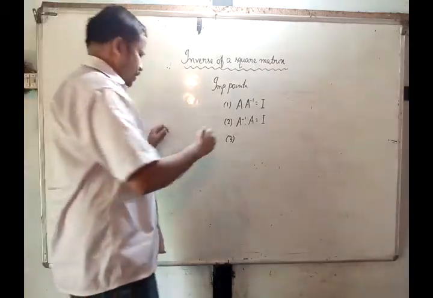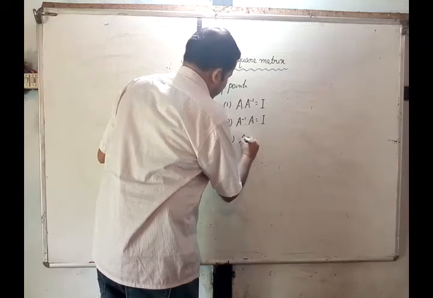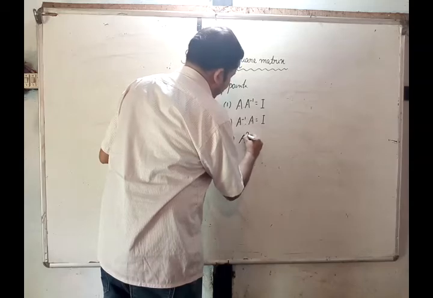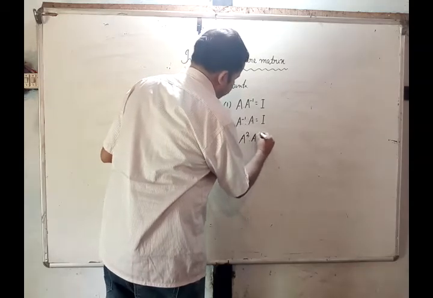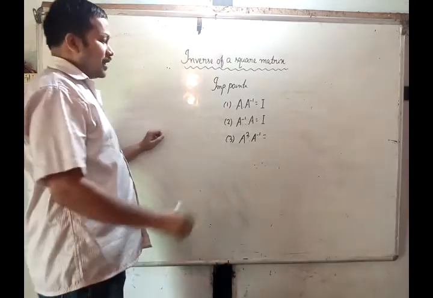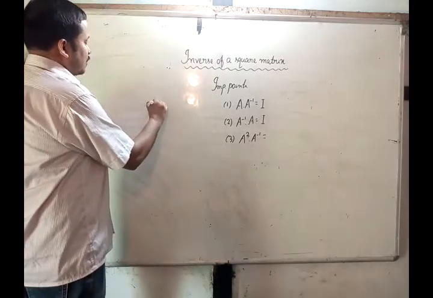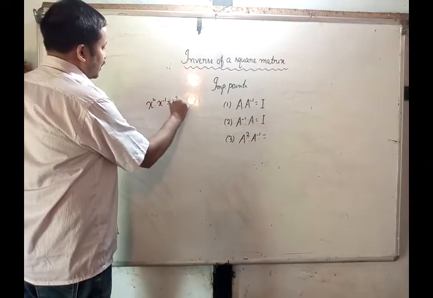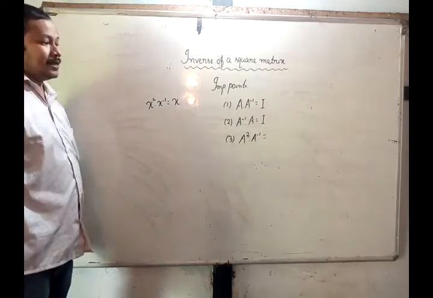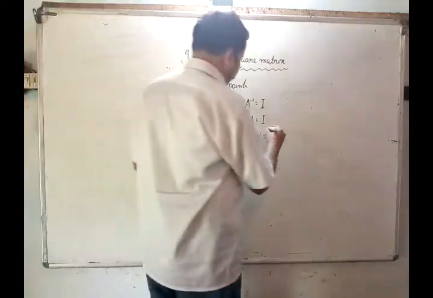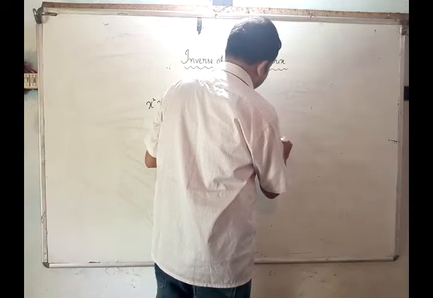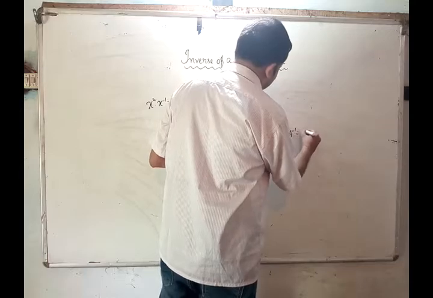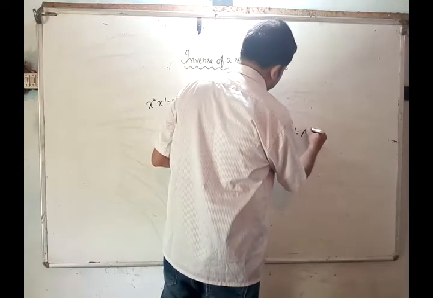Suppose we post-multiply matrix A squared by A inverse. By the laws of indices, x squared into x to the power minus 1 is x to the power 2 minus 1, or simply x. Here, A squared into A inverse is A. Similarly, A cubed into A inverse equals A squared, and so on.